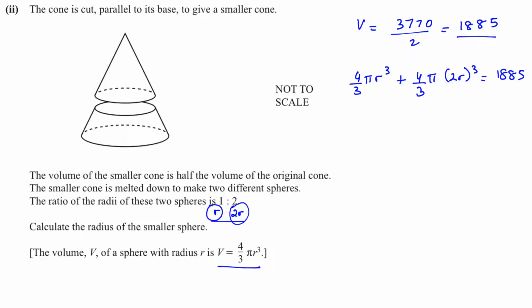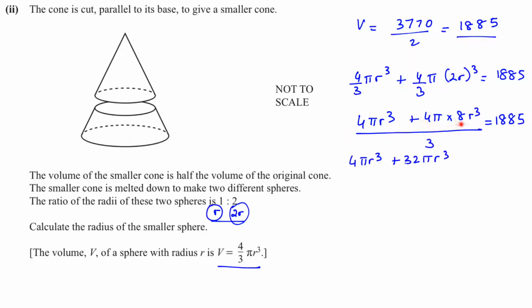Let's simplify this. So this is what we will get. 2 to the power of 3 is 8 and r cube is equal to 1885. Because the denominators are same, we can write it as one fraction. Now we'll simplify this. 3 will bring to the other side, it will become multiply. 4 pi r cube plus 4 pi multiplied by 8 will give us 32 pi r cube is equal to 1885 times 3. We can add these terms together. 36 pi r cube is equal to 5655.